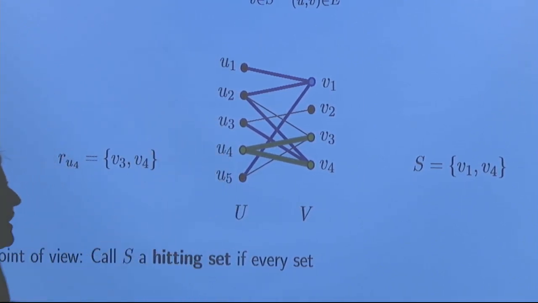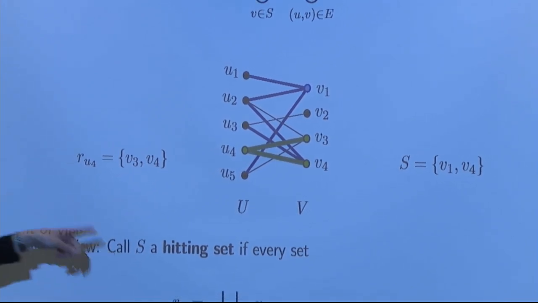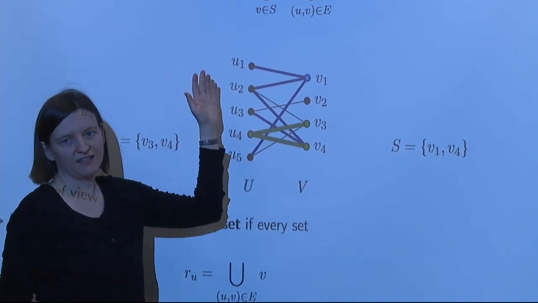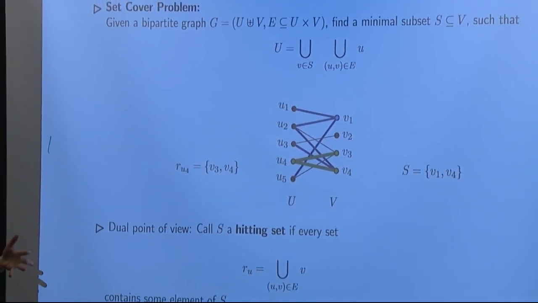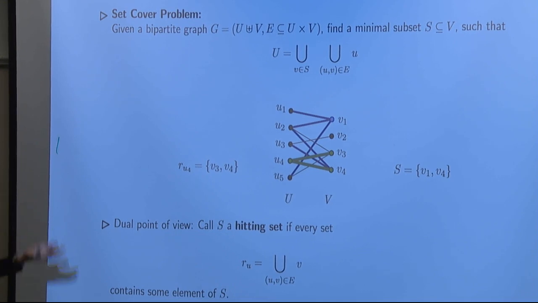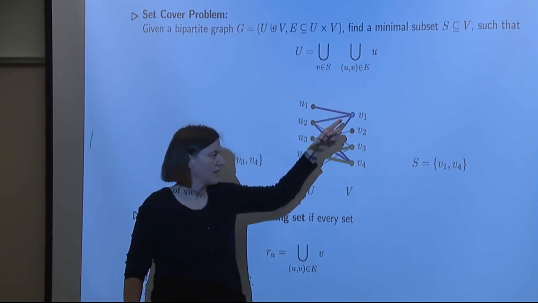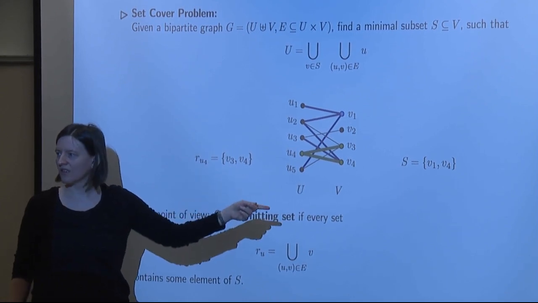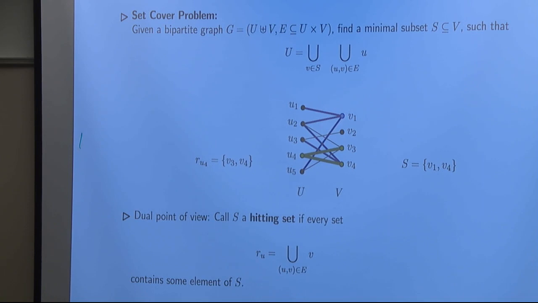Okay. And thinking about it this way, the problem is also equivalent to hitting set if you take the dual point of view. So if you say, okay, this is my ground set and these are my sets, then a hitting set is the smallest possible selection of the ground set that is contained in all the sets. So a set cover solution is also a hitting set solution in the dual set system, which just means that you switch the roles of the two sets in your bipartite graph.